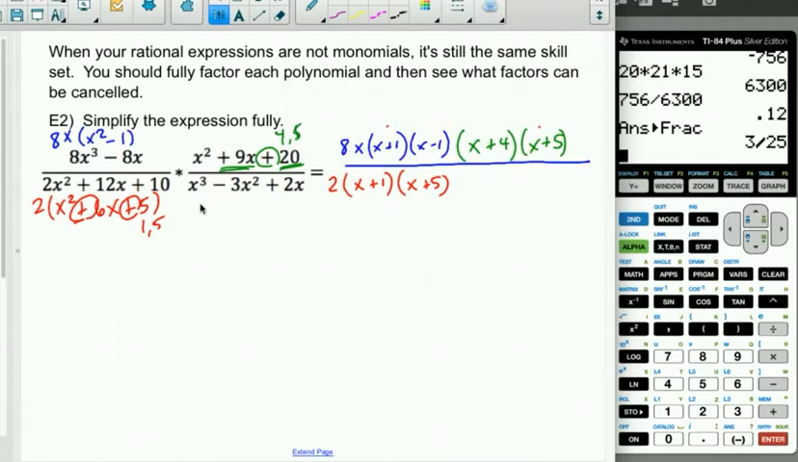When I factor the last one, there's a GCF of x, and then I have an x squared minus a 3x plus a 2. So I have this x, and then I'm pretty sure that this has to be a 1 and a 2 with the same sign, and that sign is negative. So I get an x minus 1 and an x minus 2.